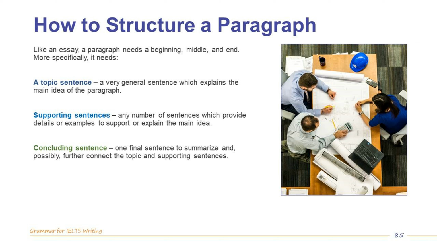Like an essay, a paragraph needs a beginning, middle, and end. More specifically, it needs a topic sentence, which is a very general sentence at the beginning of the paragraph explaining the main idea. Supporting sentences. This is a number of sentences which support the topic sentence. They can provide details or examples to support the main idea. And a concluding sentence. One final sentence to summarize and possibly further connect the topic and supporting sentences.